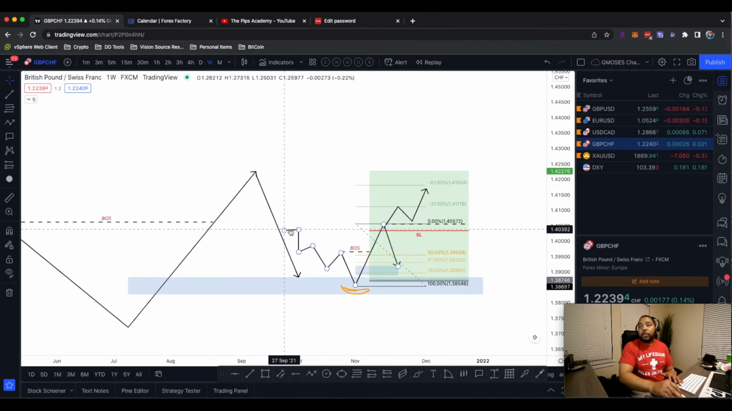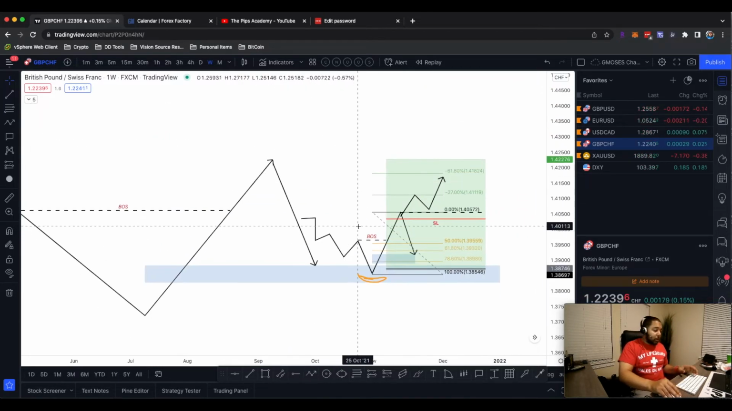So stop losses go under the protected low or the protected high on the time frame that you're trading on. Okay, so let's actually go to the charts and look at this on the live charts.